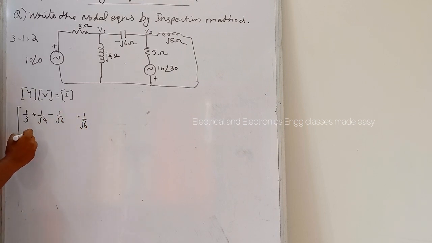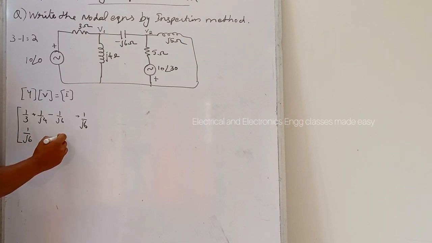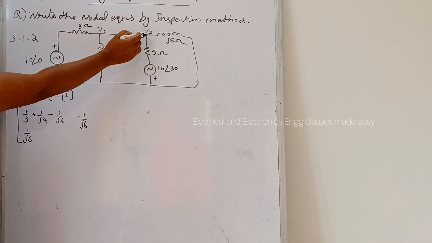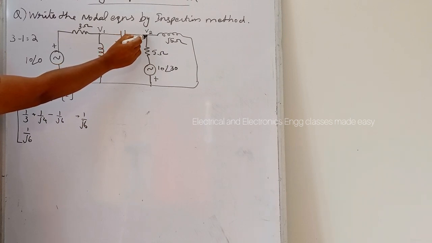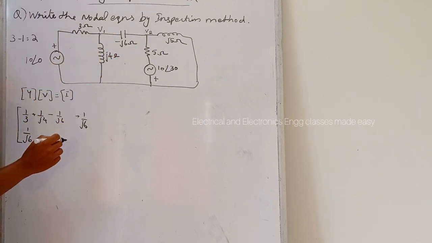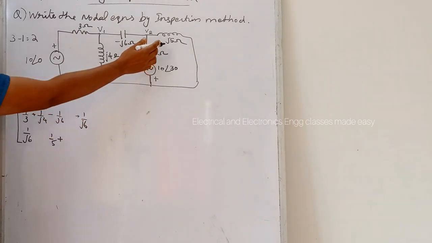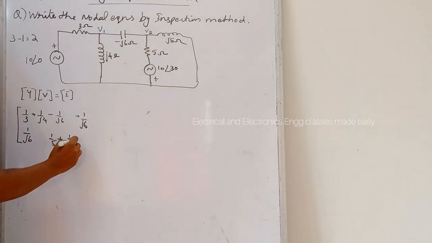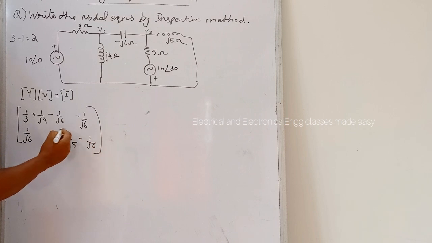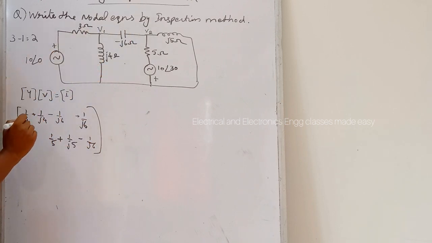and here this Y21 is also 1 by j6. Then Y22 is the self conductances connected to this node 2, that is 1 by 5 plus 1 by j5, then minus 1 by j6. So these three are the self conductances at node 2.